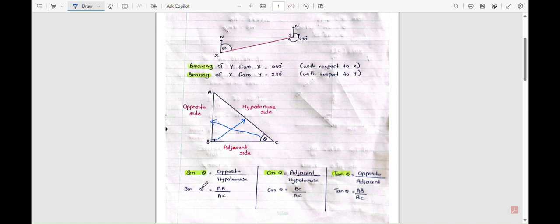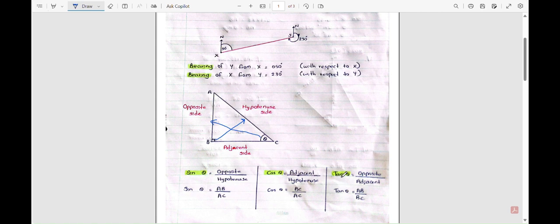Okay. Then what is cos theta? Cos theta means the cos value of the corresponding angle. So in that case, we have to use the adjacent side and the hypotenuse. Cos theta equals adjacent side divided by the hypotenuse. So in our diagram, the adjacent side is BC and the hypotenuse is AC. So we can write it as cos theta equals BC divided by AC. So when you divide the length of BC by the length of AC, you can find the value of cos theta.